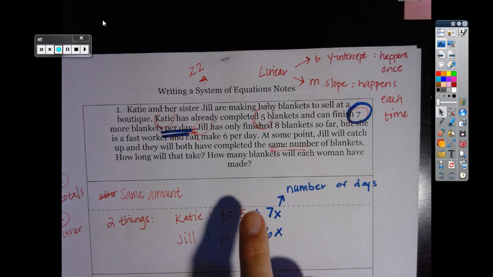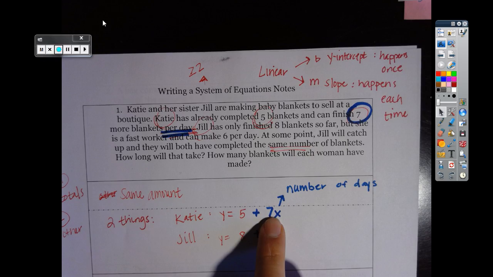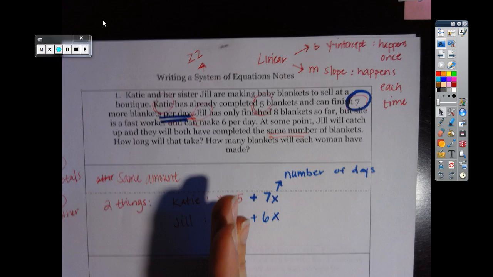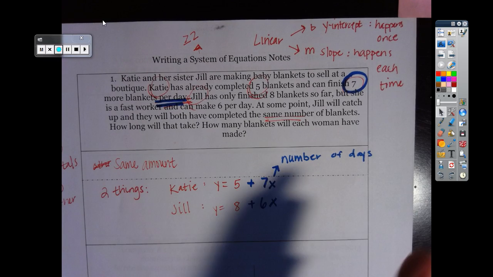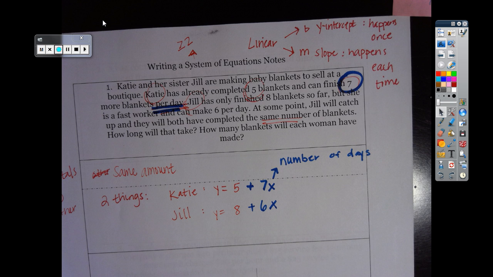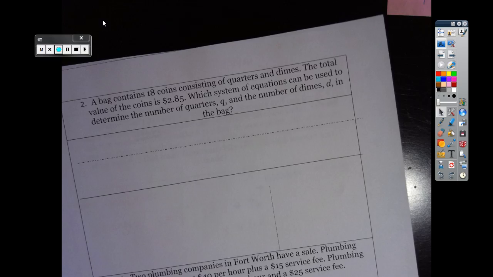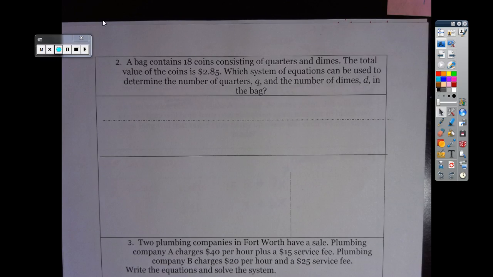We start with how much there is, the y-intercept, and we're adding how many they're making per day. And it's per day, so 7 for Katie, and for Jill it's 6. Slope is the one that happens each time. Alright, so I'm going to do this one right here with you, and then you're going to do number 3 on your own.